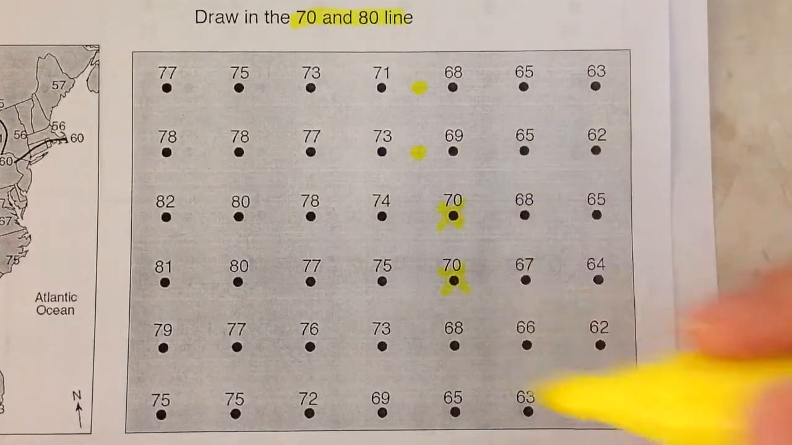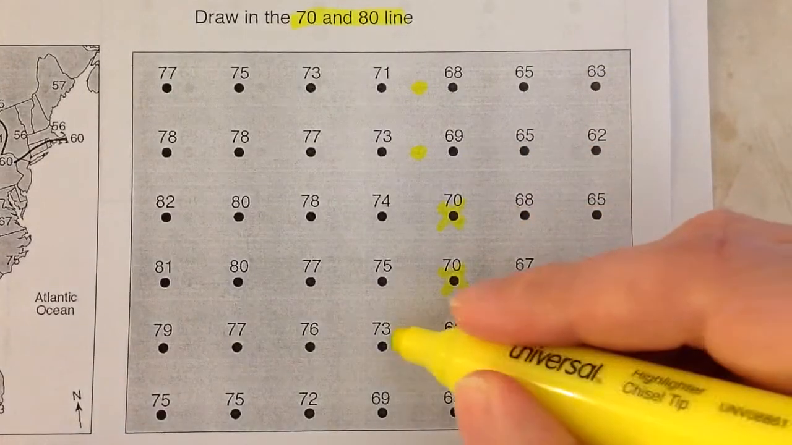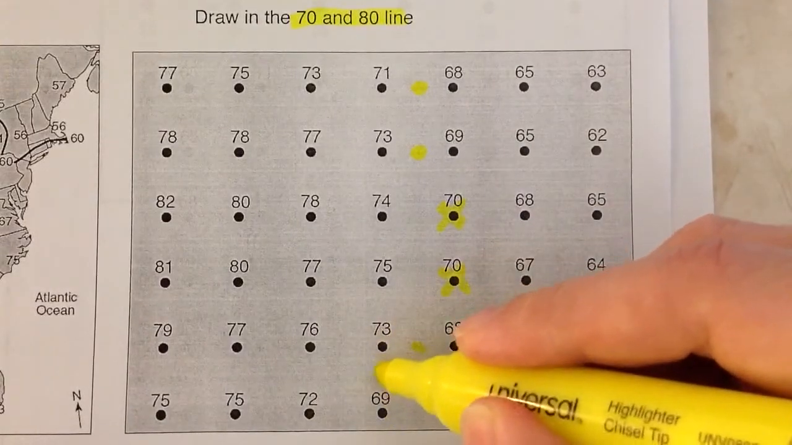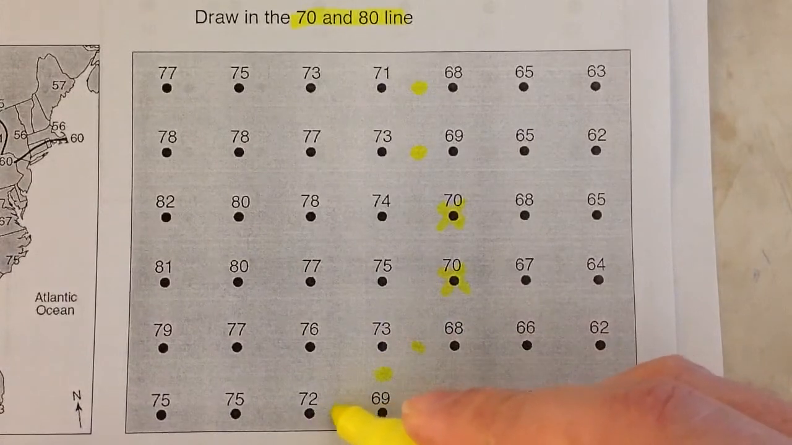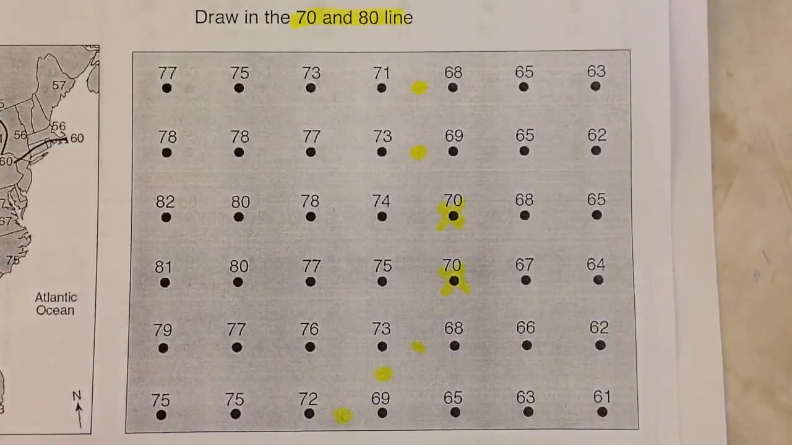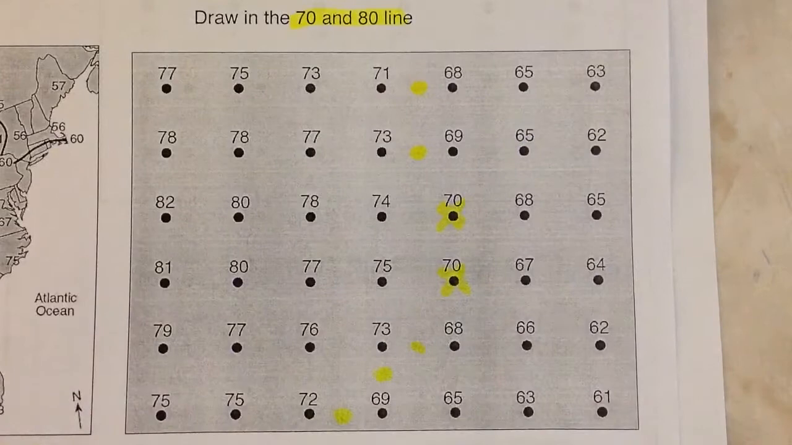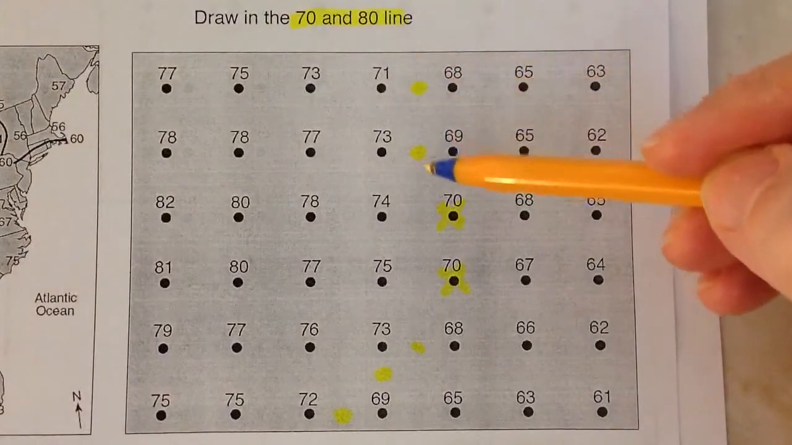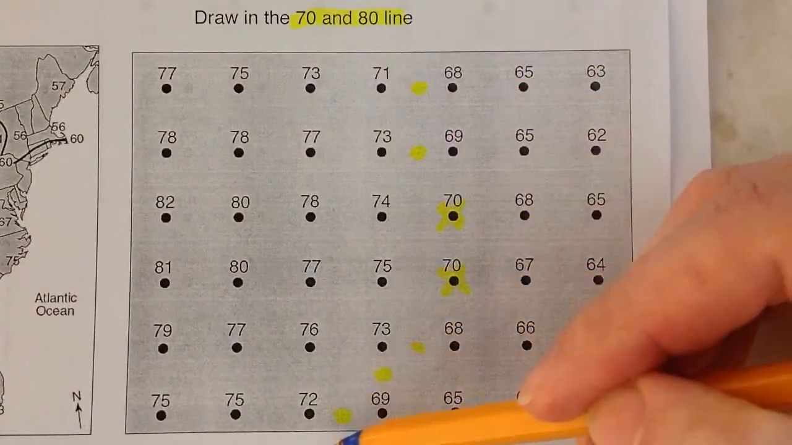Obviously, the two 70s are given to me. Between 68 and 73, there's a 70. Between 69 and 73, and between 69 and 72. Mapping it out like this, you can do dots. I like to use the highlighter because it shows up a little bit nicer. Now I can clearly see that my line's going to be a vertical line. It's going to come down and end off the map.